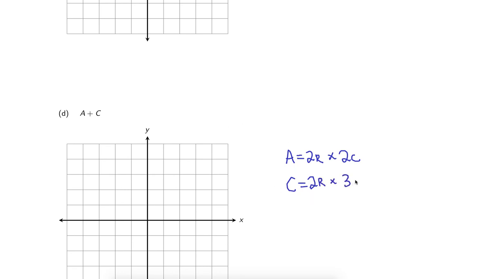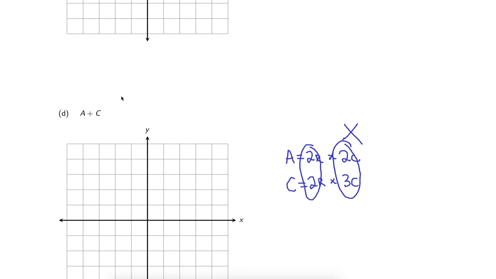Maybe I need to slow down when I write. Here, the rows are the same, so that's good. However, matrix A has 2 columns. Matrix C has 3 columns. We cannot add these two matrices together. Their dimensions are not the same.